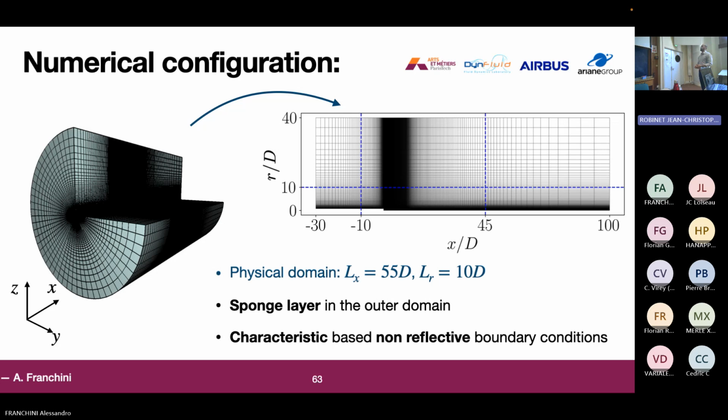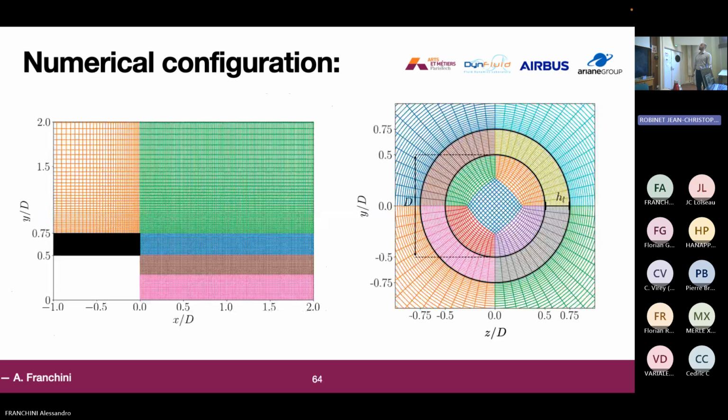Outside this physical domain, there is a sponge layer that is used in order to reduce the oscillation coming from the interaction of the acoustic noise with the boundary. And then in the boundary, we also impose a characteristic non-reflective boundary condition to further reduce this effect. If we look more deeply at the mesh, here the different colors represent the different blocks.